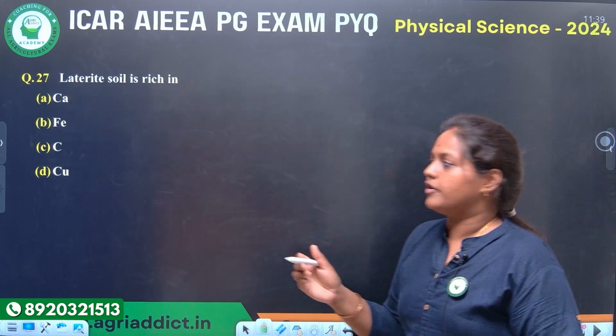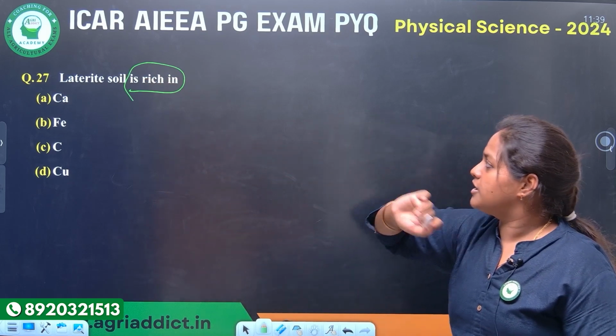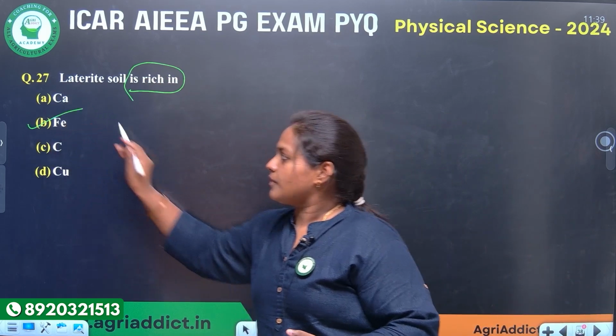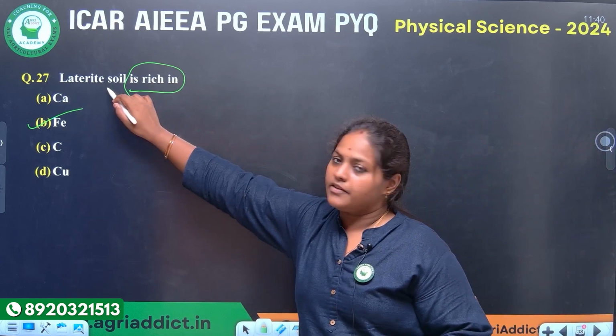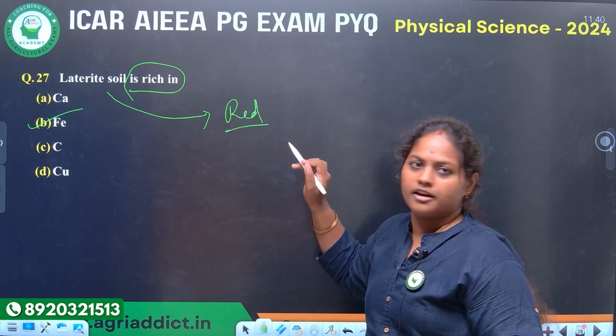Question number 27. Laterite soil is rich in. A very basic question from pedology again. Laterite soils are rich in iron. Option B. Because of this iron only, laterite soils have which color? Red. Mostly red color.